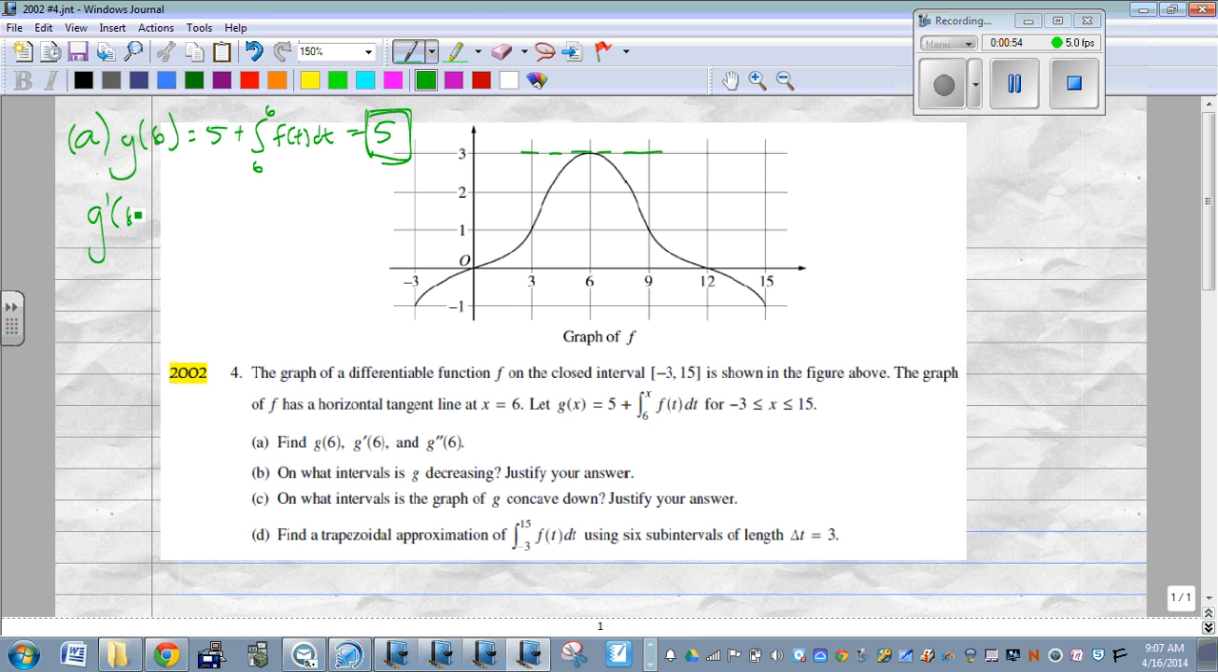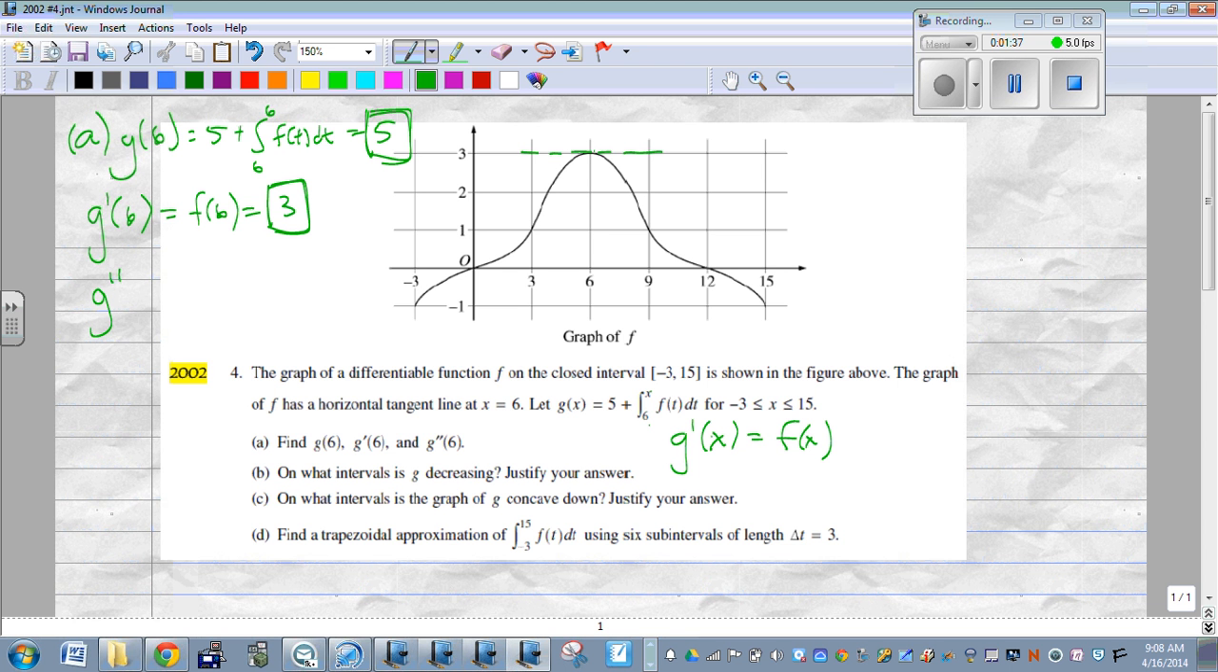Then derivative of g of 6. Well, first let's figure out what's the derivative of g of x. If we take the derivative of both sides, over here derivative of 5 is just 0. And over here, if we take the derivative of this definite integral, remember, derivative of a definite integral from a constant to x is just going to be this function in terms of x. So derivative of g of x is f of x. So that means the derivative of g of 6 is f of 6. If we look at the graph, put 6 in, we get 3 out. So derivative of g of 6 is 3.